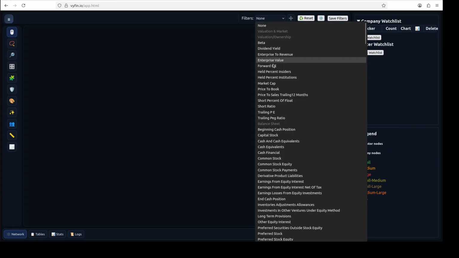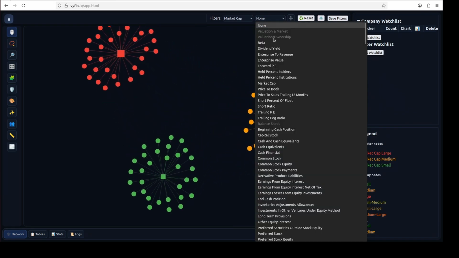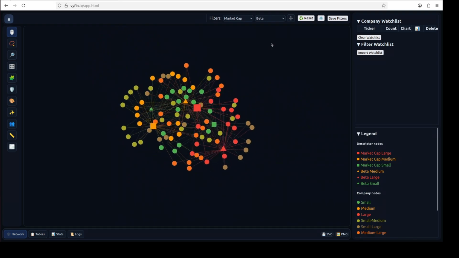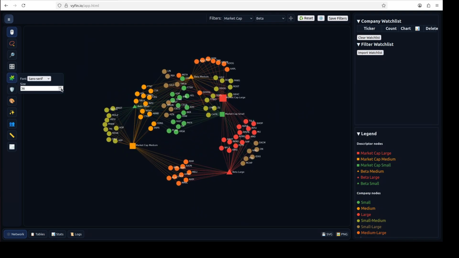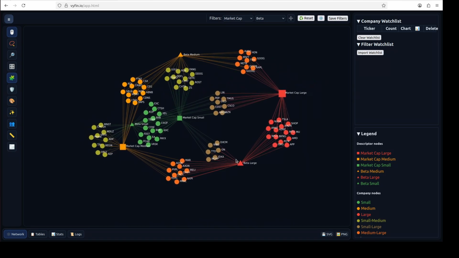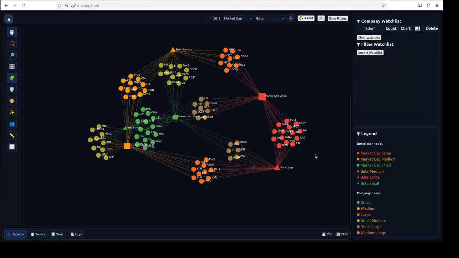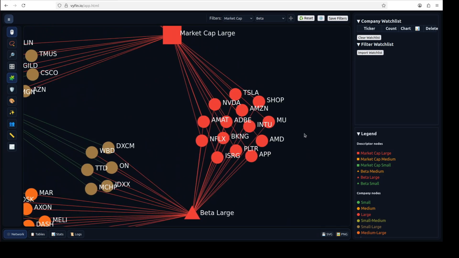Today we're going to demonstrate market cap and beta. So let's go ahead and add our filters, market cap and then beta. Let's go ahead and add node labels so we can see everything that's on the network. And we're going to drag out the large market cap and we're going to drag out the large beta. When we zoom in, you guys can see that most of these names are pretty much in the Mag 7.